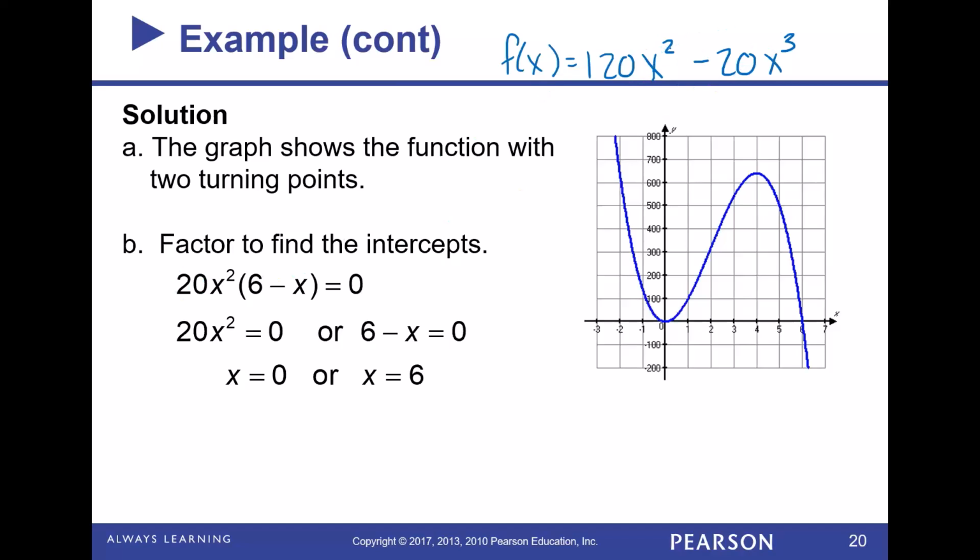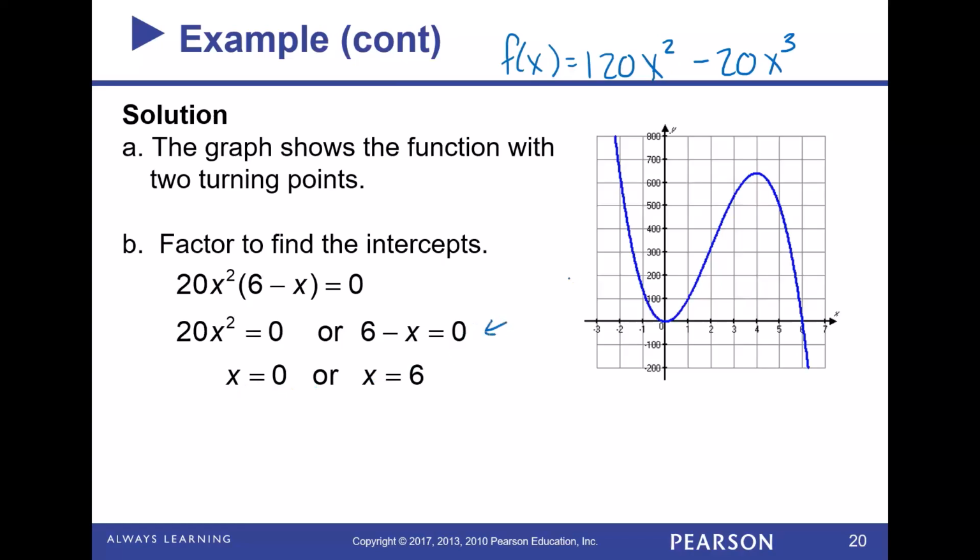So I want to take the one with the lowest power, which is x squared. And when I factor that out, I'm left with 6 minus x. Again, I'm going to set it equal to 0 because we're solving to find what those factors actually equal. So I have 20x squared equals 0, and then 6 minus x equals 0. And when I solve that out, I'm going to get x equals 0 and x equals 6.